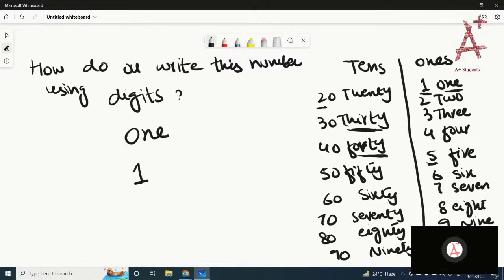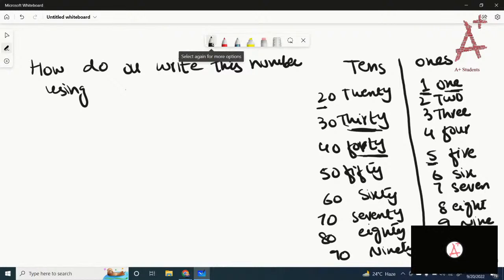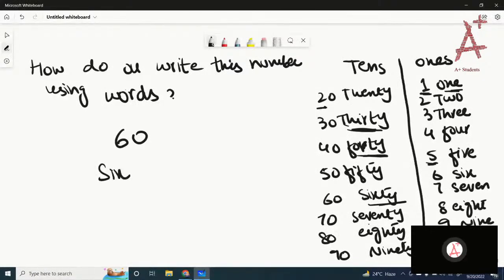How do you write this number using words? That means you are given digits, you have to write it in words. And the number is 60. We have to write it in words. So here you have the words for 60. It is SIXTY, 60. You're given 4 options. Select the correct option. It's the second one, and then click on the OK button.